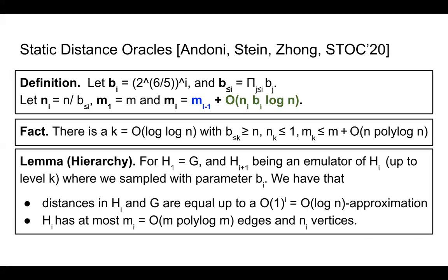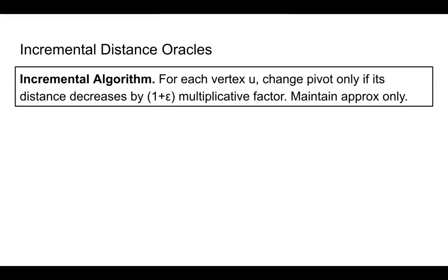Good. Now I'll explain how to modify this construction in the incremental setting. So we suggest, as an incremental algorithm, first that when you maintain the balls and the pivots for each vertex u, you change your pivot only if its distance decreases by a 1 plus epsilon multiplicative factor, instead of maintaining it very naively, where you would change the pivot whenever there's a sampled vertex that comes closer, because distances are now decreasing over time.